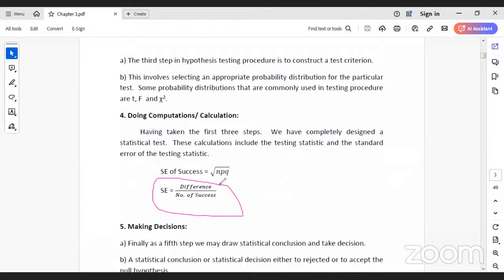Finally, in the fifth step, a small conclusion will be written. Now we will do one problem, so you will get the complete picture and your doubts will be solved clearly.